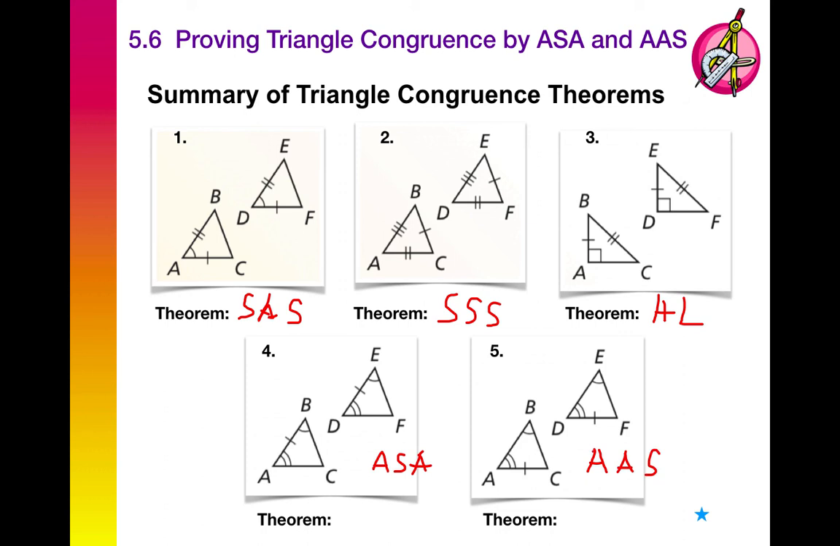And that completes our 5 different theorems that we can use to show that two triangles are congruent with just 3 pieces of information. We don't need all 6, all the sides and all the angles to show that they're congruent. And we'll continue this discussion in class the next day.